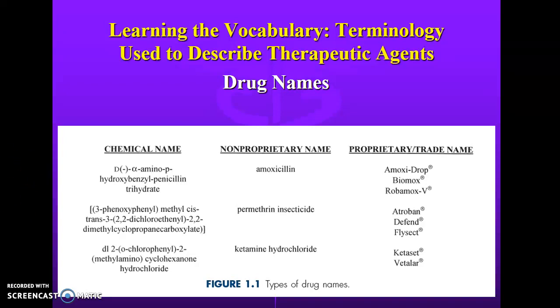So the names that we're going to use are going to be the non-proprietary name for the most part. That's what I'm going to have you learn drugs under. There will be some where I need you to know some of the proprietary names for them. But for the most part, we're going to use the non-proprietary or generic name of drugs.